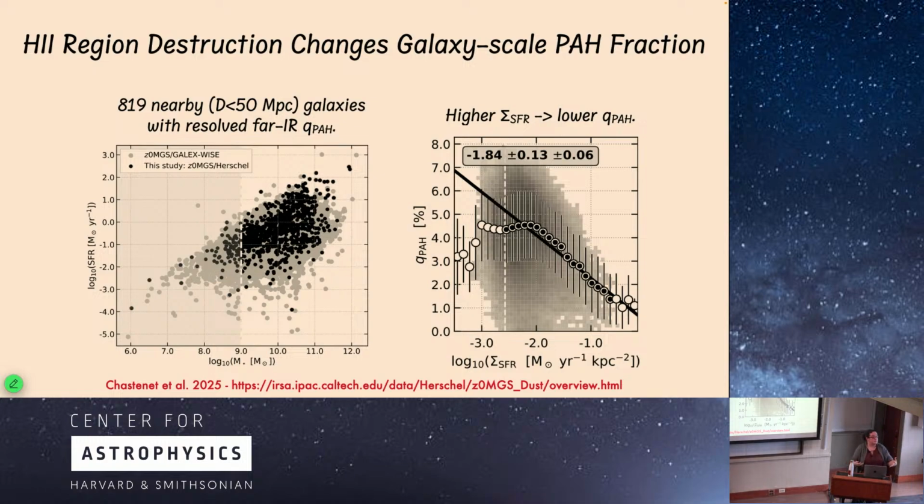So what this means is that when more of your ISM is filled up with H2 regions in a given kiloparsec, your PAH fraction drops. And this is very important, especially for people who are looking at galaxies that are starbursting and have huge star formation rate surface densities. The PAH fraction may be a lot lower than is expected.